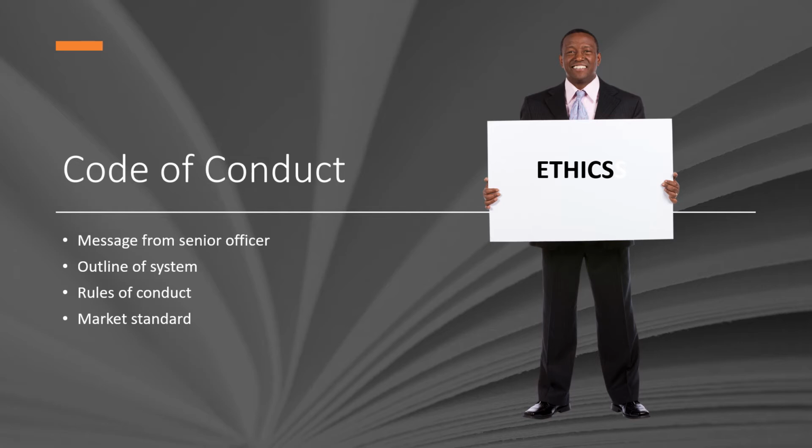That's one of the important reasons for an effective tone from the top, and an effective statement from the senior leadership, for example, the CEO of the corporation, saying that the corporation is committed to ethical conduct. And that's why typically a code of conduct will include a message from the senior executive calling for ethical conduct. The code of conduct will typically include an outline of a system explaining how each of the elements is going to work for that organization.